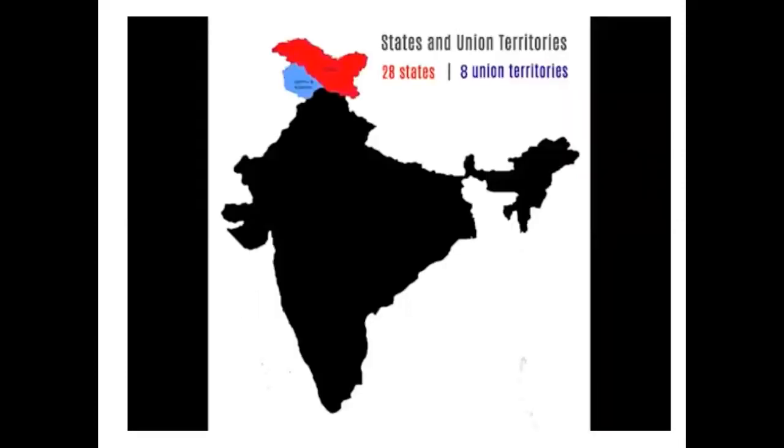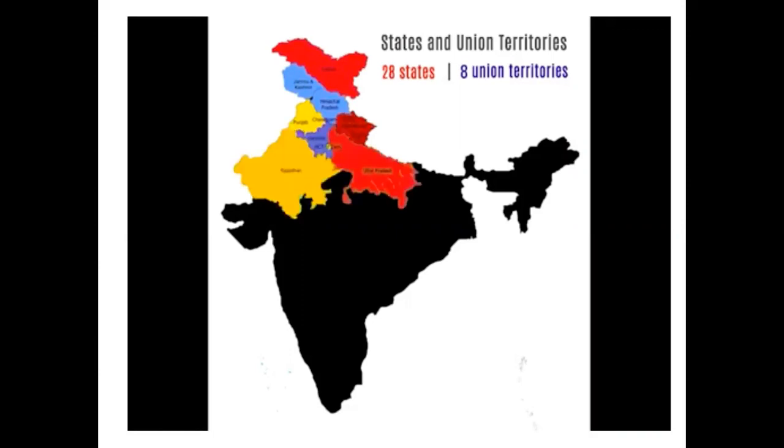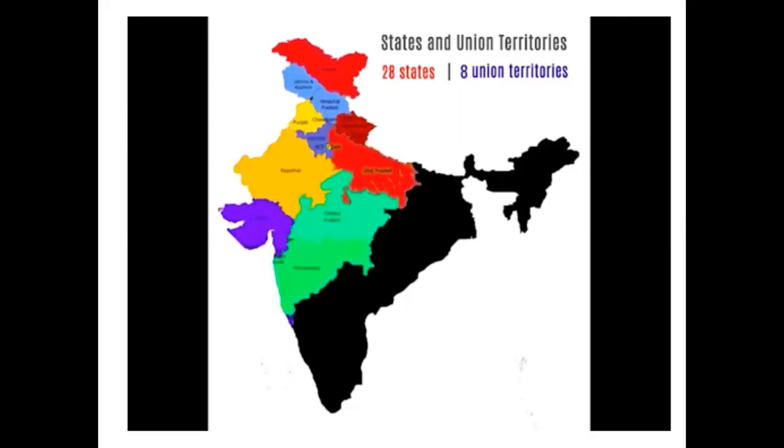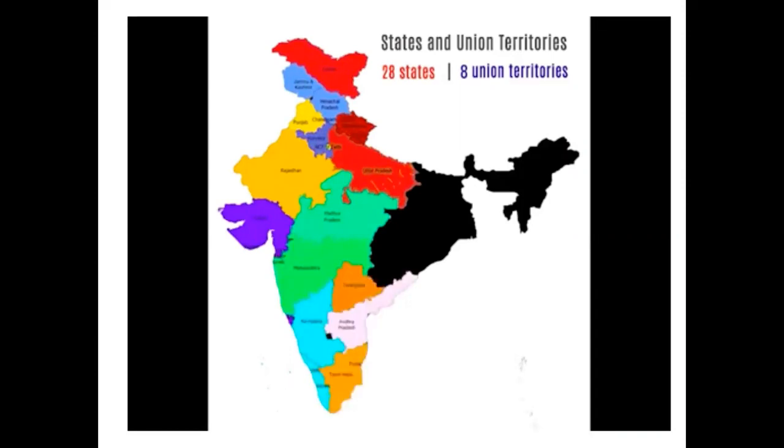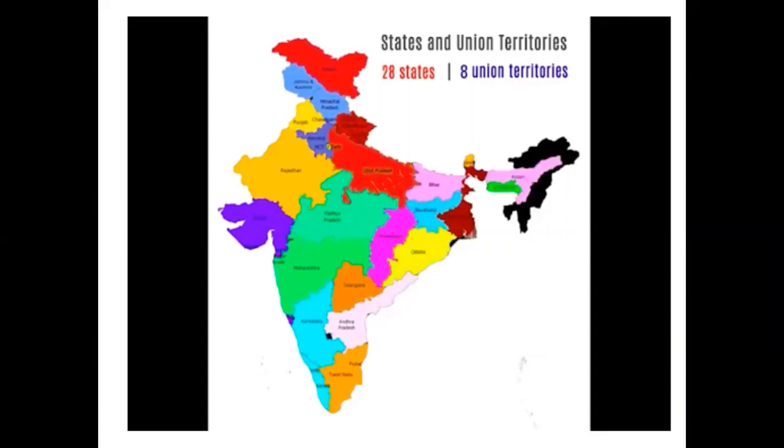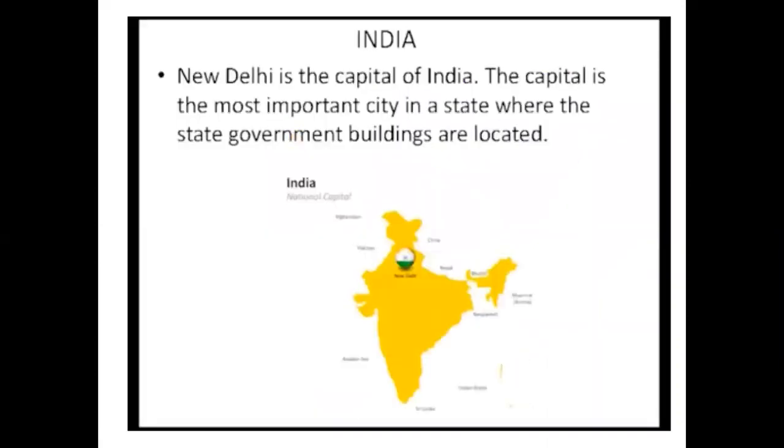Ladakh, Jammu and Kashmir, Himachal Pradesh, Punjab, Uttarakhand, Haryana, Delhi, Uttar Pradesh, Rajasthan, Madhya Pradesh, Gujarat, Maharashtra, Goa, Karnataka, Kerala, Tamil Nadu, Andhra Pradesh, Telangana, Chhattisgarh, Odisha, Jharkhand, Bihar, West Bengal, Sikkim, Assam, Meghalaya, Tripura, Mizoram, Manipur, Nagaland, Arunachal Pradesh. New Delhi is the capital of India.